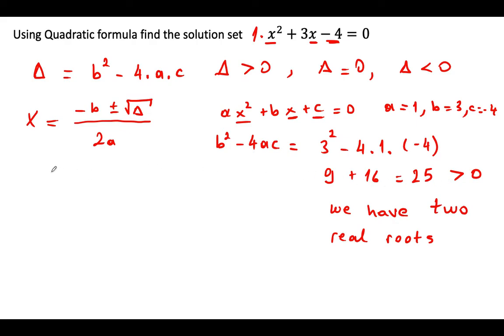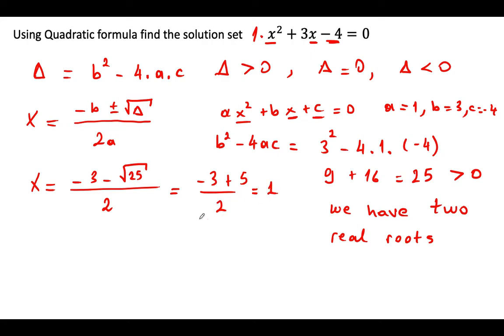We can continue now. The first real root is equal to negative b, b is 3, minus root 25 divided by 2 times a, 2 times 1, which is 2. So the result will be negative 3 plus 5 divided by 2. 5 minus 3 is 2. 2 over 2 is 1. And the second result, if I call this the second root, this the first root, so negative 3 plus root 25 divided by 2.